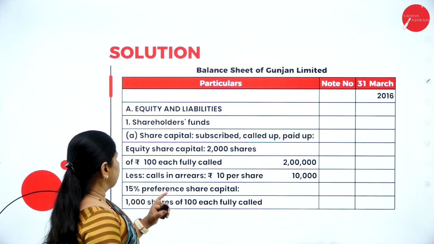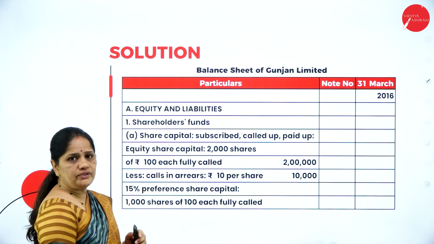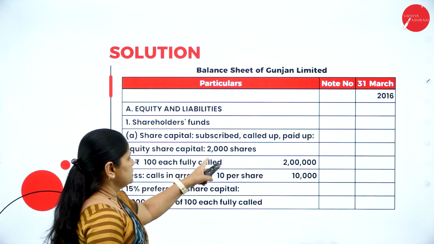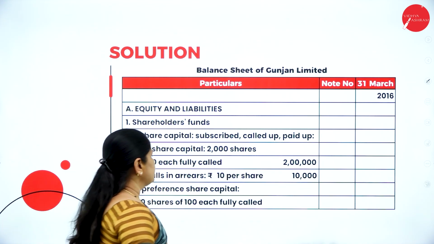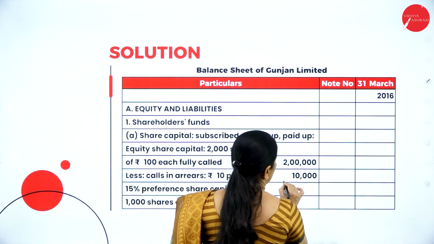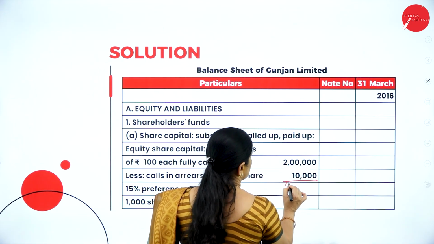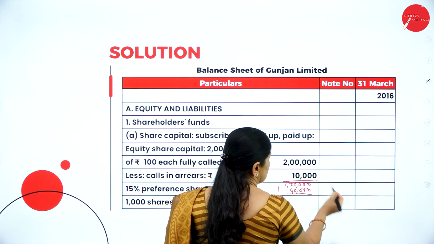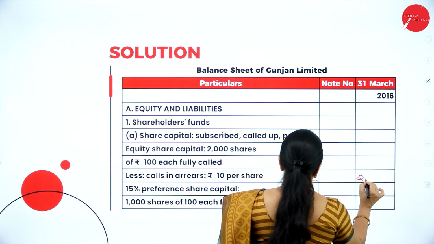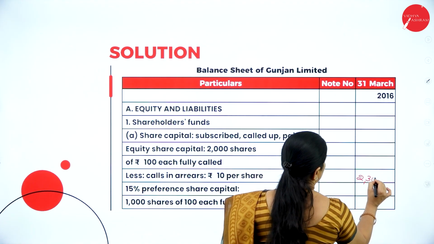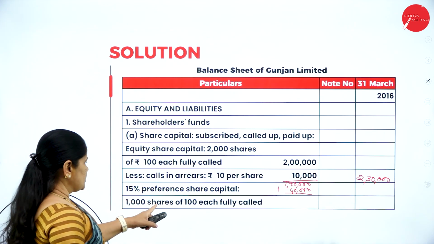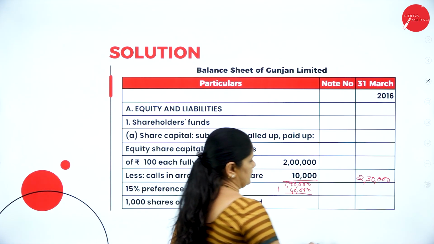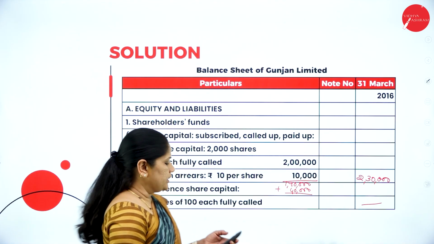So now we have the share capital. Equity share capital, we have 2,000 shares of rupees 100 each, so this is 1,90,000, plus we have issued 40,000 worth of shares. So total comes up to 2,30,000. Next is preference shares, 1,000 shares of rupees 100 each fully called. So this is nil. We have already redeemed the shares, so we don't need it now.